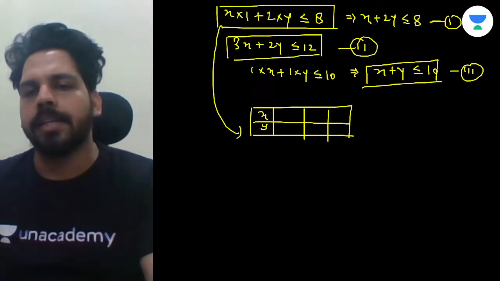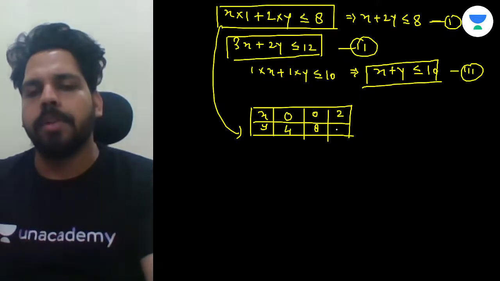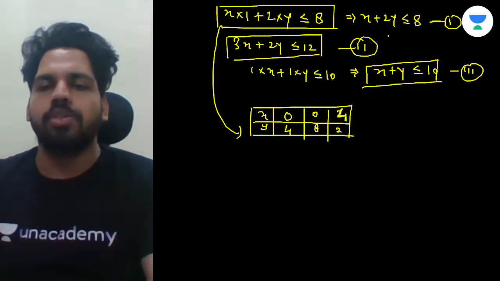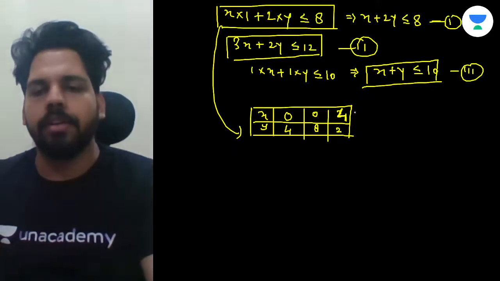If we are taking x as 0, then y should be 4 only. Or if you are taking y as 0, then x should be 8. Right or not? Or you can take x as 4 and y as 2. So 4 plus 4 will be 8. Okay, so these are the points of the very first equation.